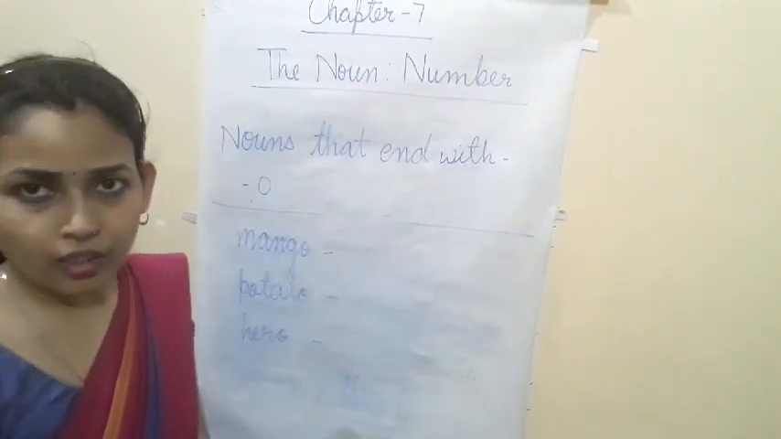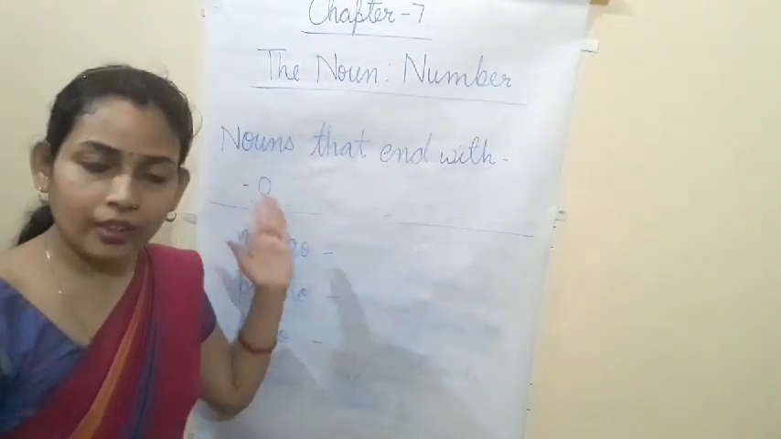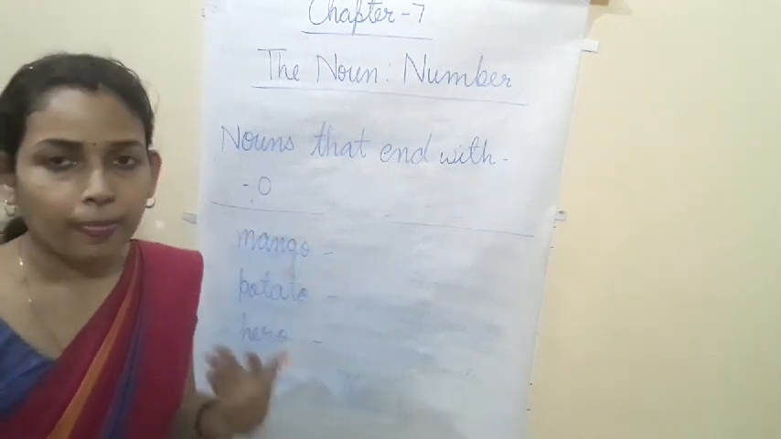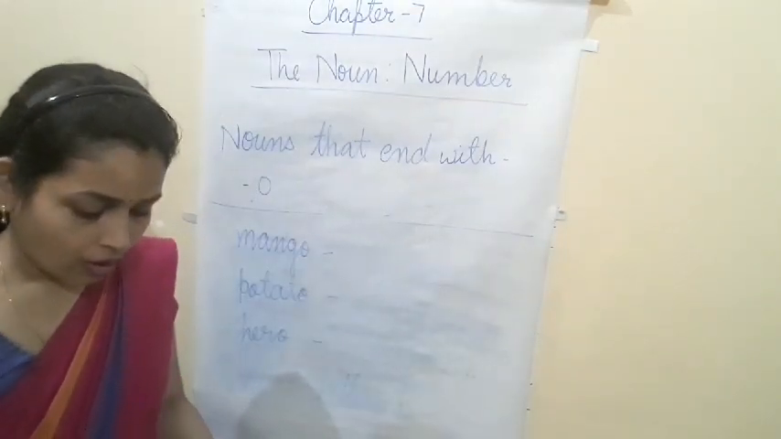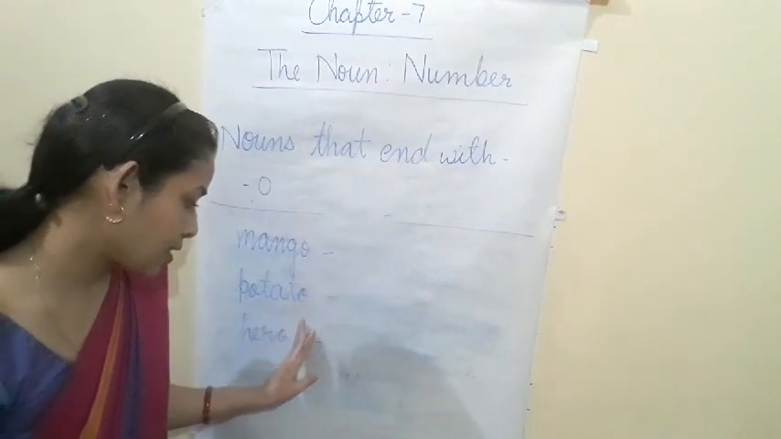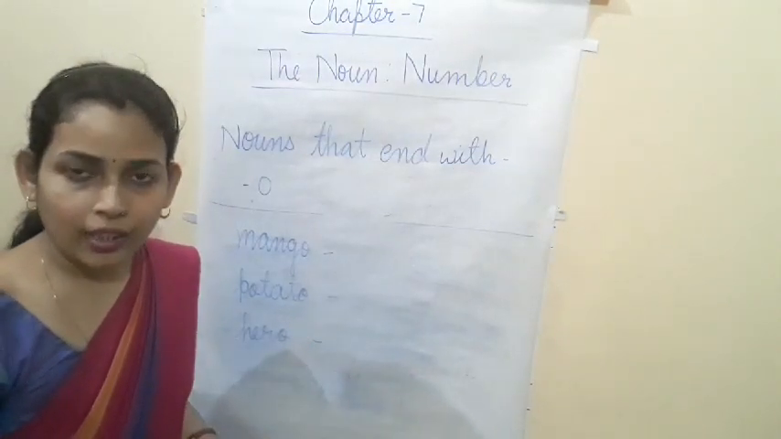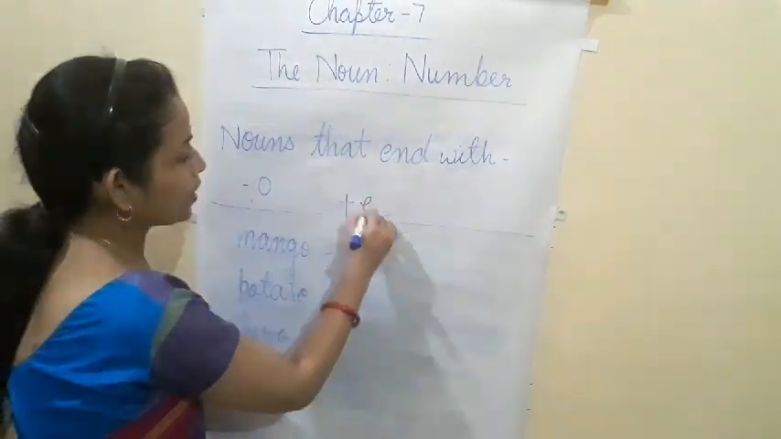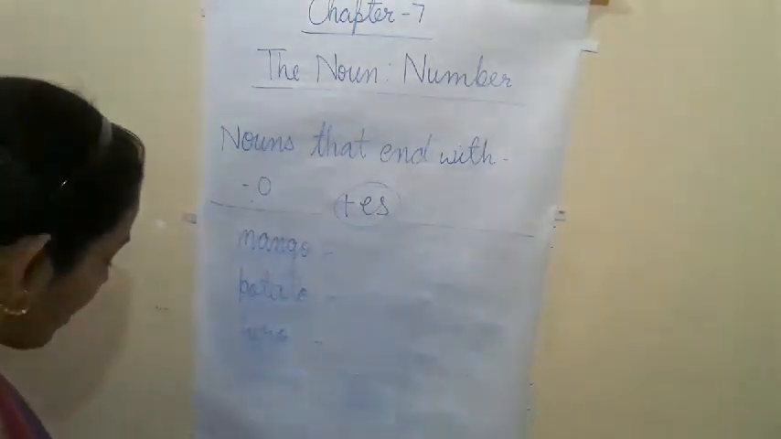Okay, so in the next point, we will see nouns that end with O. In the previous one, we studied nouns that end with O. We added only S. For example, bamboo, bamboos. Photo, photos. Now here also the ending letter is O. What is the last letter here? O. But here we don't add only S. We add ES. Okay. What do we add here? ES. So we can make the plural of these words like that.